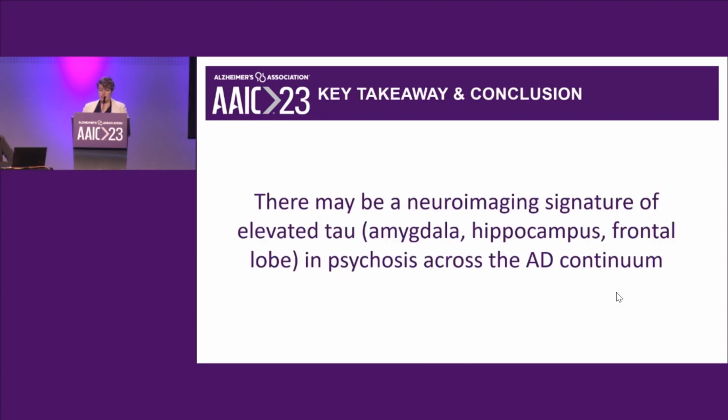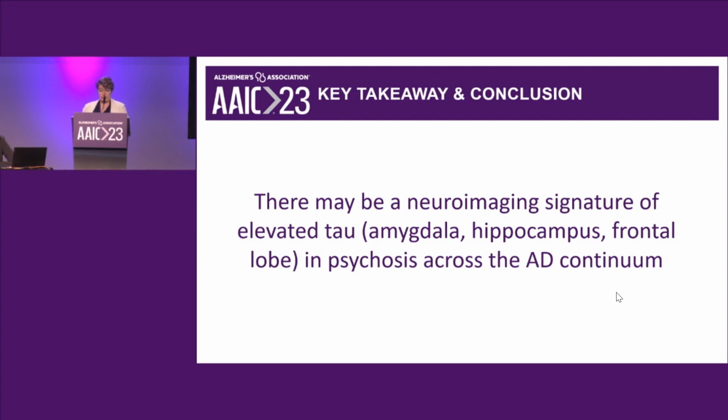So our key takeaway is that even in this unique sample of patients with low CDR and psychosis, we still found a neuroimaging signature of elevated tau in the amygdala and hippocampus. This is similar to limbic and cortical regions that have been observed via neuroimaging, plasma, CSF, and pathology in studies of later onset psychosis within AD, which typically happens around CDR2.